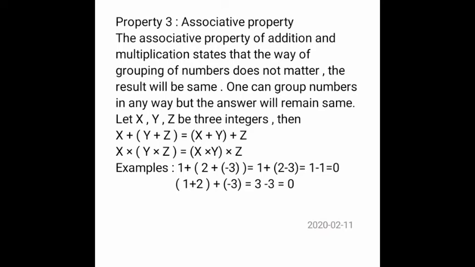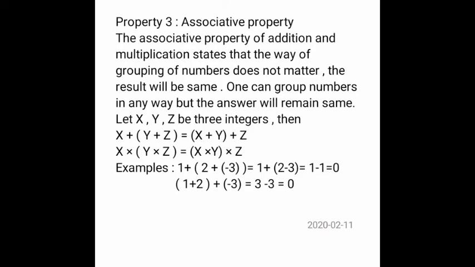For example, let x, y, z be three integers, then x plus y plus z. On the left hand side, we group y plus z, and on the right hand side, we group x and y. Therefore, it does not matter in which way the numbers are grouped. The result will be the same. The answer on the left hand side is equal to the right hand side. Therefore, in the case of addition, the associative property is valid. In the same way, in multiplication, x into y into z, on the left hand side we group y and z, and on the right hand side we group x and y.